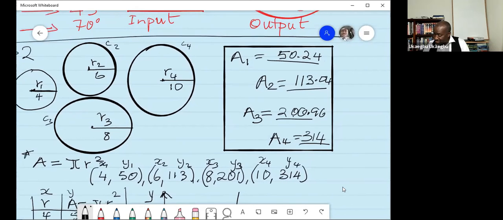Draw a line that links this radius to this area, but make sure it has an arrow on it. Draw another line that links this radius, this one, to this area. Just make sure it has an arrow on it.